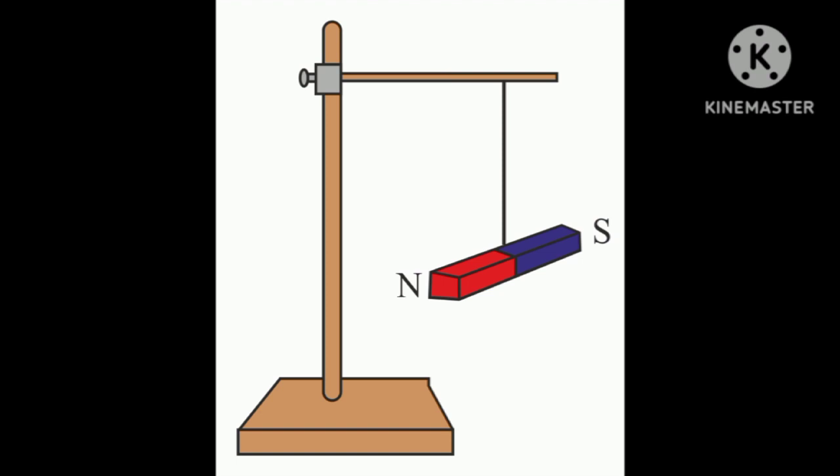Let's study the properties of a bar magnet. If a bar magnet is freely suspended, the end which points towards the north is the north-seeking end, and the end which points towards the south is the south-seeking end. Therefore, a bar magnet has a north pole and a south pole. Through various activities, we have observed that like poles repel while unlike poles of magnets attract each other.